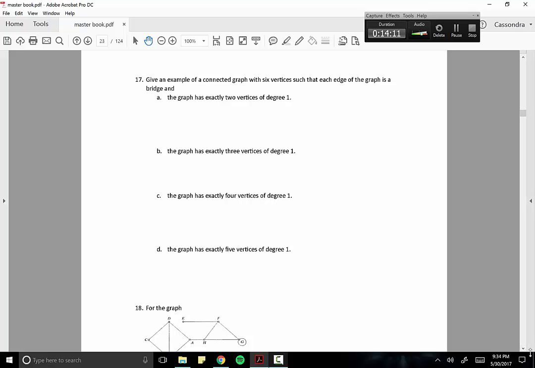17. 17 causes trouble for everybody because people have a tendency to overthink it. So I want 6 vertices. It's connected. It's in one piece. I want 2 of them to have degree 1. Here, I want to have 3 with degree 1.